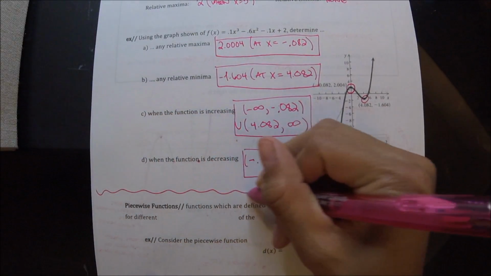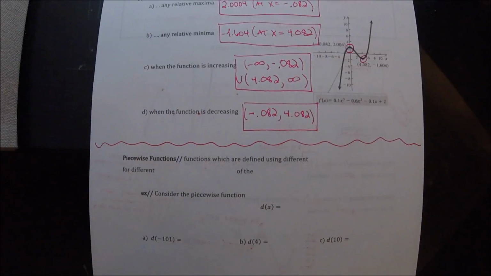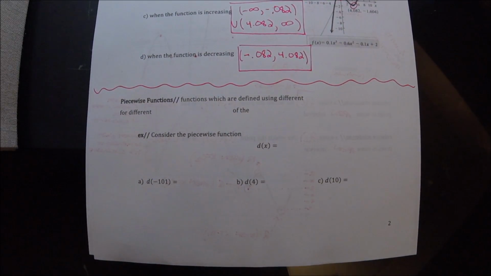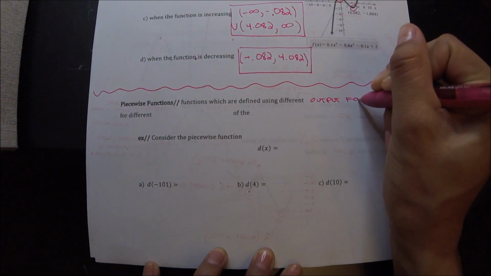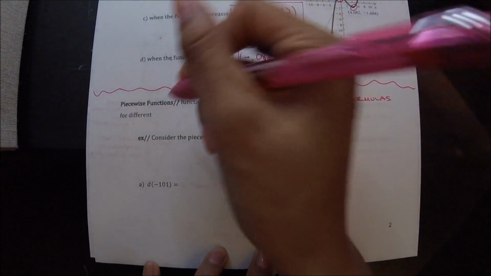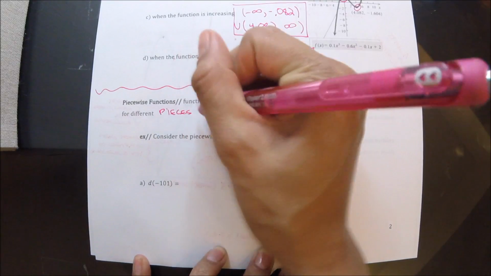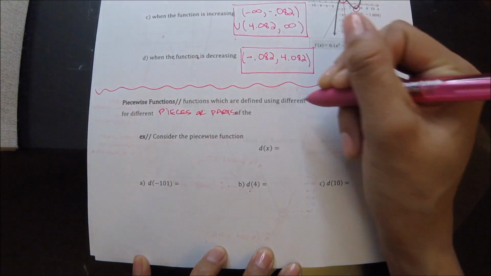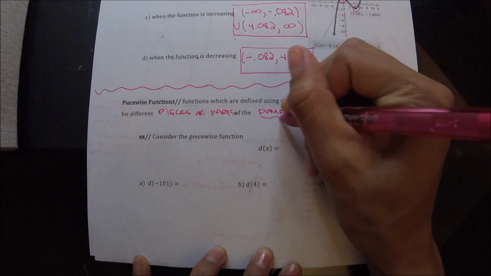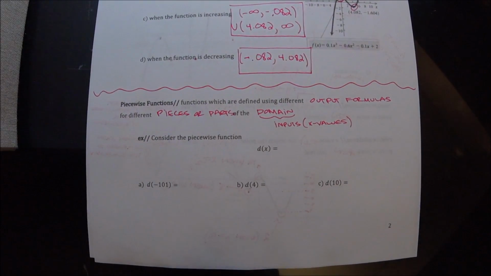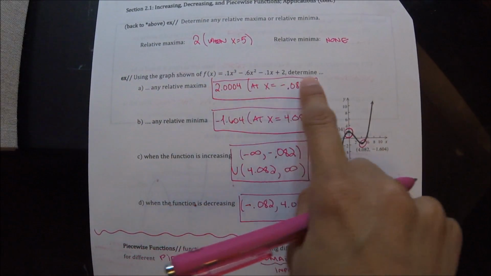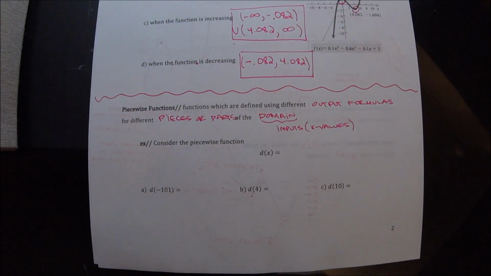And now we're going to switch to what are called piecewise functions. These are functions that are defined using different output formulas for different pieces or parts of the domain. And remember, domain was inputs or x values. So usually, up till now, we would only be looking at one function at a time, maybe something that looks like this. Now, we can have multiple formulas within that one function.